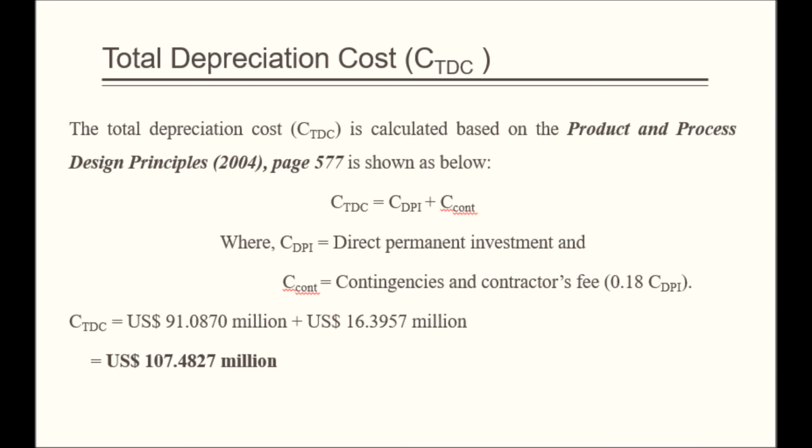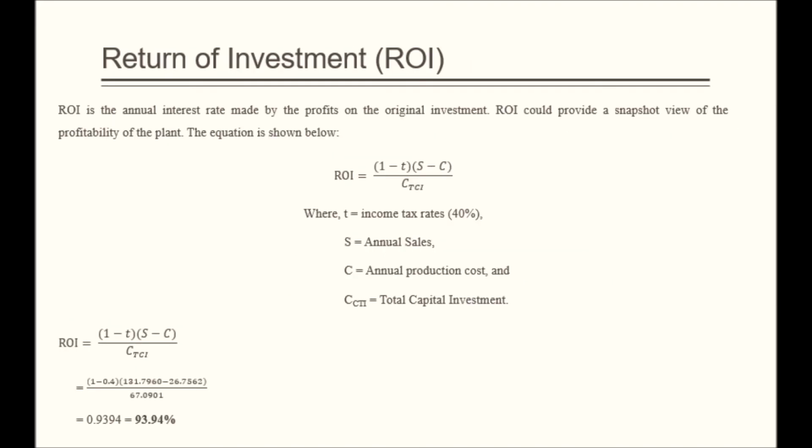Okay, now I will proceed to the total depreciation cost. The total depreciation cost is calculated by addition of direct permanent investment and contingency and contractors fee, which is 18% of the direct permanent investment. Therefore, the total depreciation cost for this plant is 107 millions. Return of investment (ROI) is the annual interest rate made by the profits on the original investment. ROI could provide a snapshot view of the profitability of the plant. In this plant, the ROI calculated is approximately 94%.